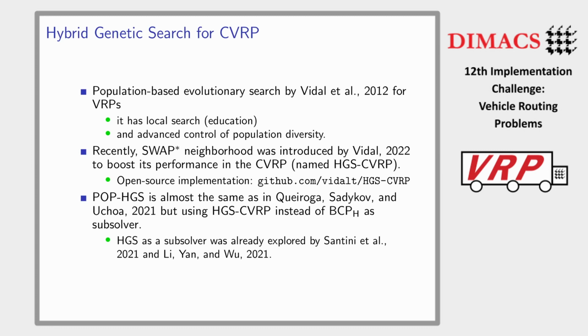So basically, our solver in this competition is POP-HGS, and it is almost the same as in Queiroga et al. 2021, but using HGS-CVRP instead of BCPH as subsolver. This is not the first time HGS is explored as a subsolver. Very recently, we have two works, Santini et al. 2021 and Lee et al. 2021. They did some decomposition-based algorithm using HGS as a subsolver too.